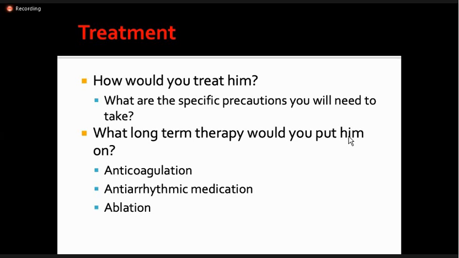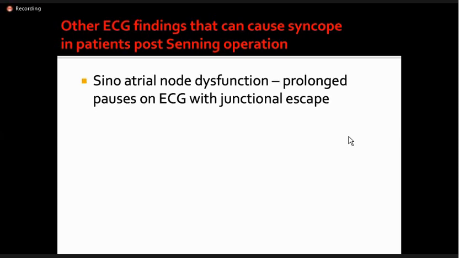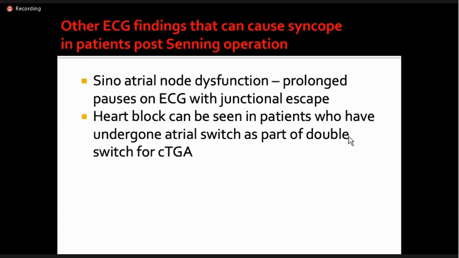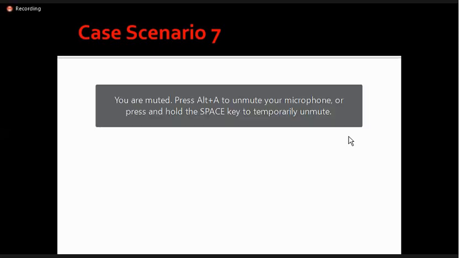In the long term, obviously, this patient will need anticoagulation, antiarrhythmic medication, maybe ablation. But just to give you a flavor, these sorts of patients can also come in with syncopal episodes because of arrhythmia and the related hypotension in the context of abnormal, complex congenital heart disease post-surgery. We discussed this already: sinoatrial node dysfunction, heart block, mainly in CTGAs. So this is also a scenario of the kind of patients we can see in cardiology practice with a syncope.